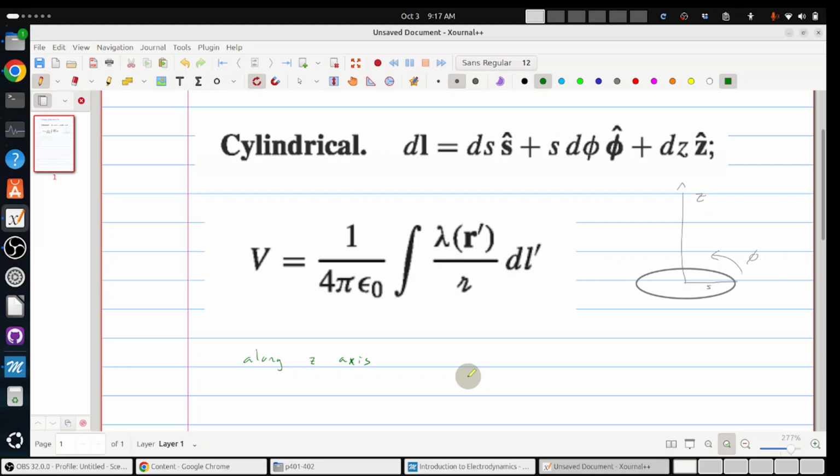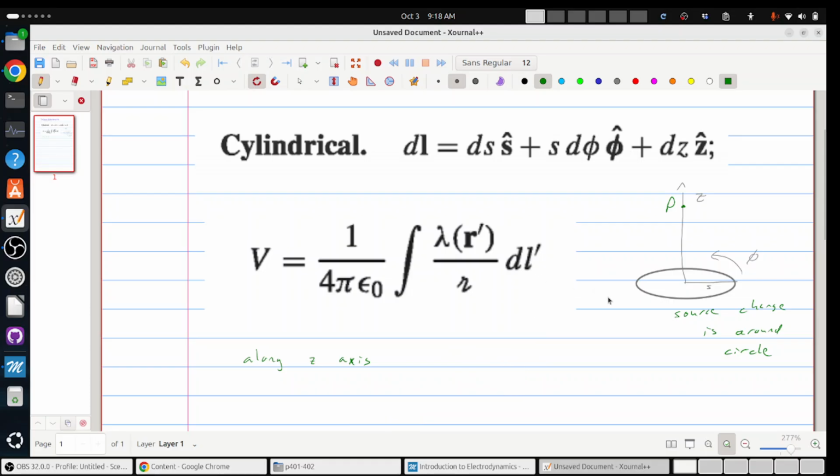In this case, it makes sense to use a cylindrical coordinate system because the problem is set up that way. My point in space, where I'm trying to find the field, is some distance up above the center of the circle. And the charge is located around this circle. Not a full disk, just a hoop. So it's along a line.